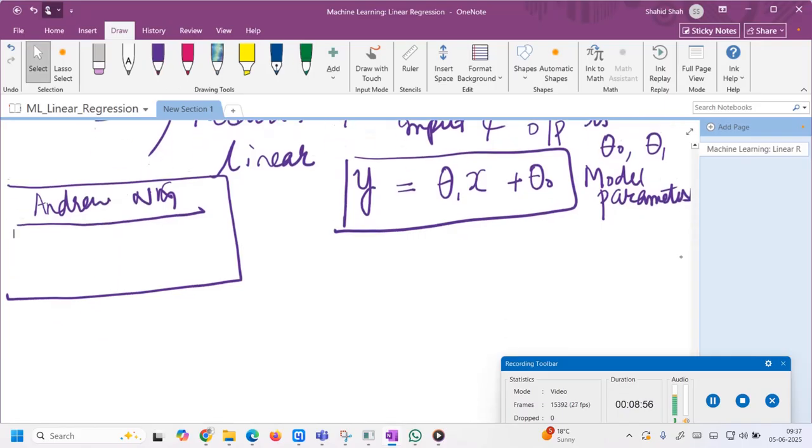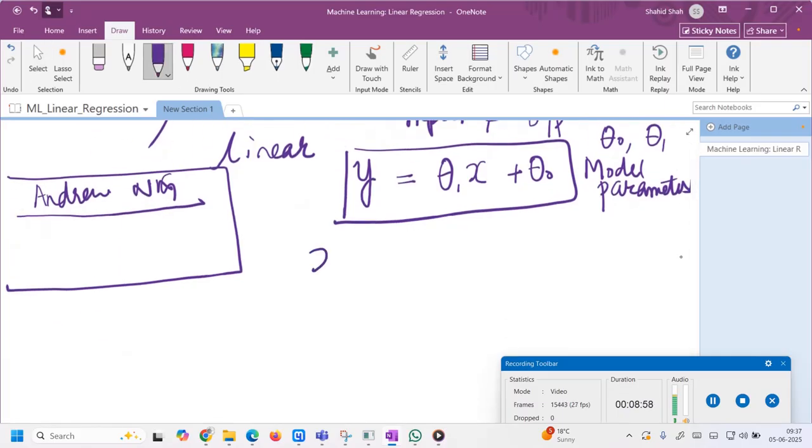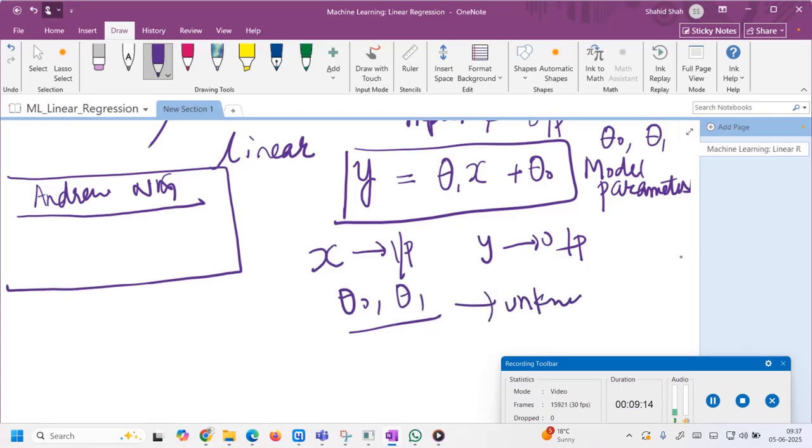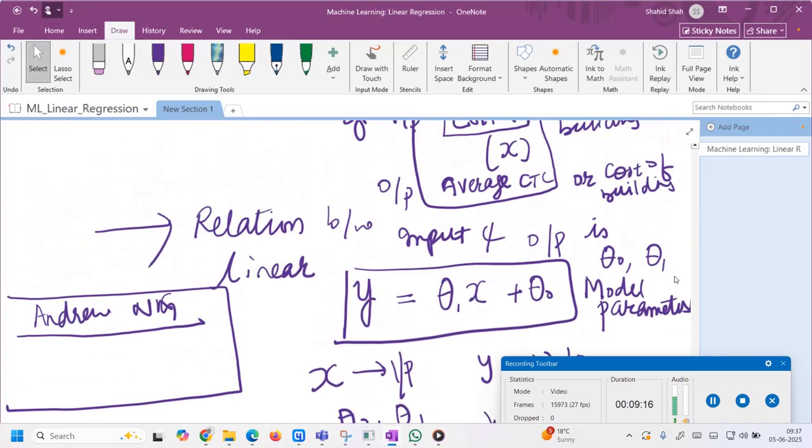Okay, now what is our job? See, this x is the input and y is the output. Okay, so theta 0, theta 1, which you will call as model parameters, later you will see we will call them weights also. So these are unknown. And how to get it?